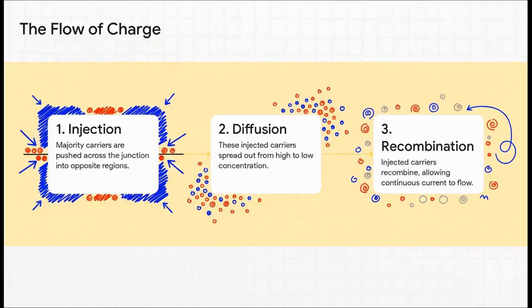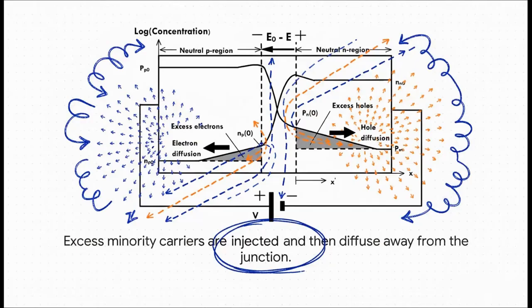And this flow of charge happens in three basic steps. First up, we have injection. That's the voltage pushing the main charge carriers across the border into enemy territory. Next is diffusion. Once they're across, they're now the minority, and they start to spread out. And finally, recombination. They eventually find an opposite charge, they combine, and that completes the circuit, allowing a nice, continuous current to flow. This graph is a perfect picture of what's happening. You can see the concentration of those extra carriers is super high right at the junction, and then it tapers off as they spread out and recombine. That movement, that spreading out, is the current we're talking about.